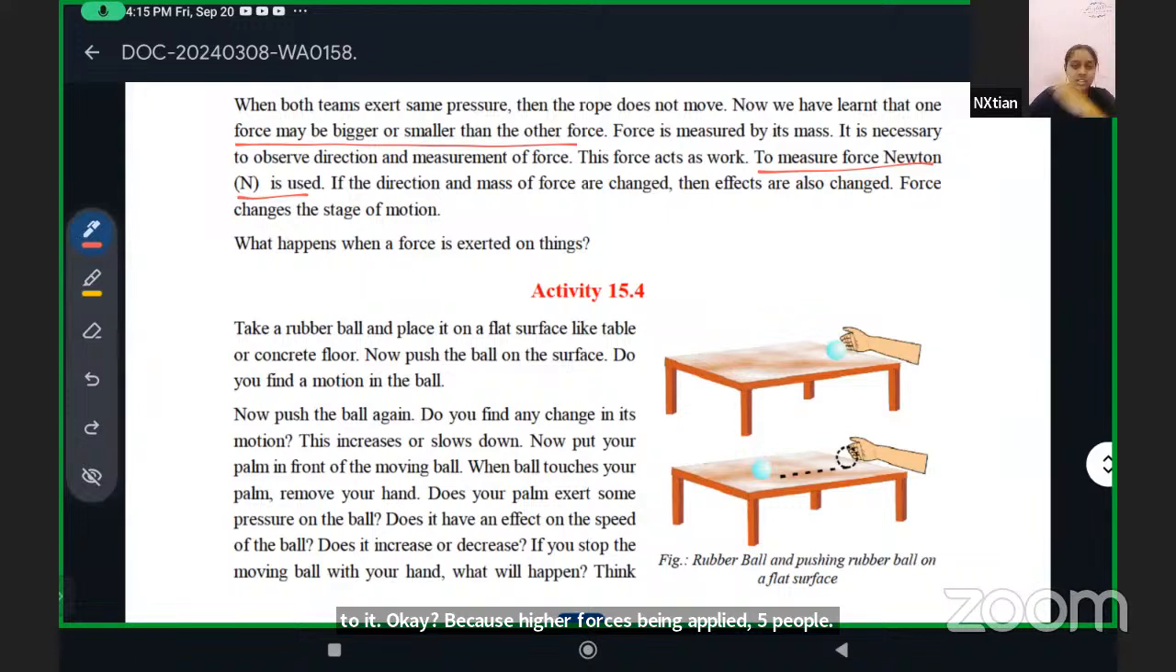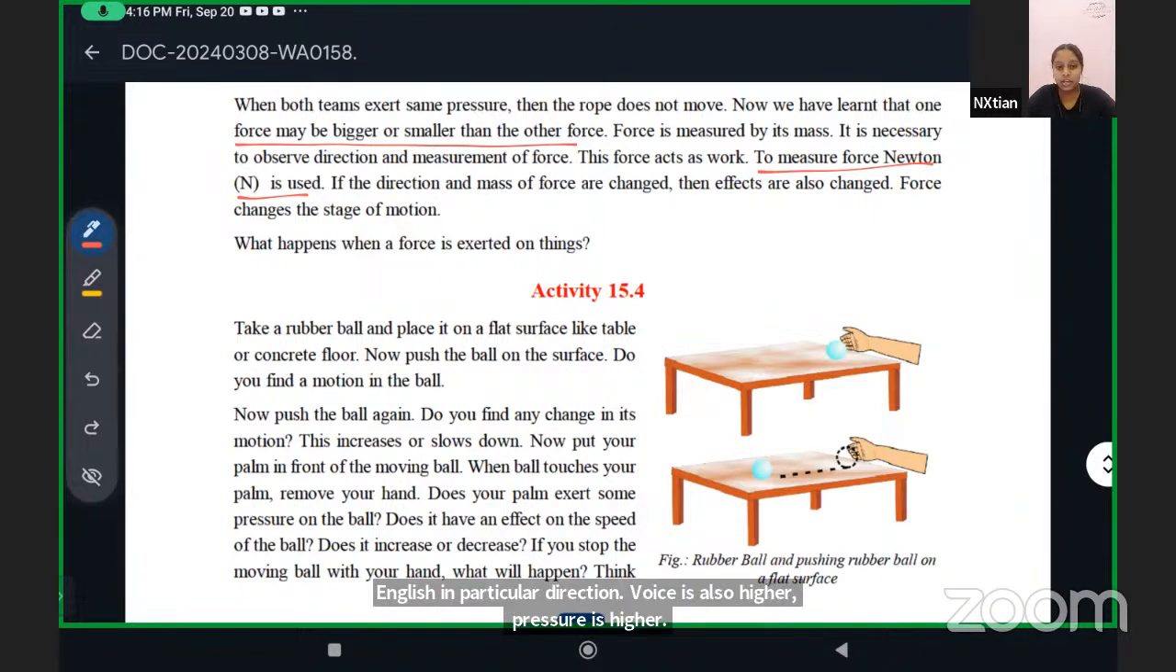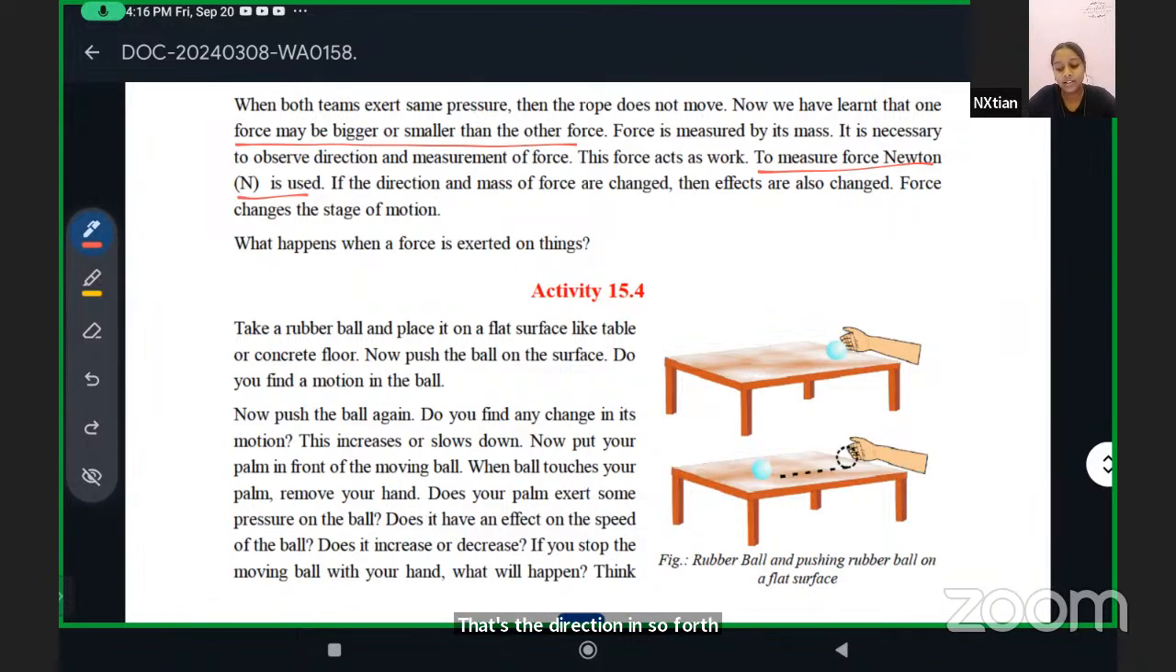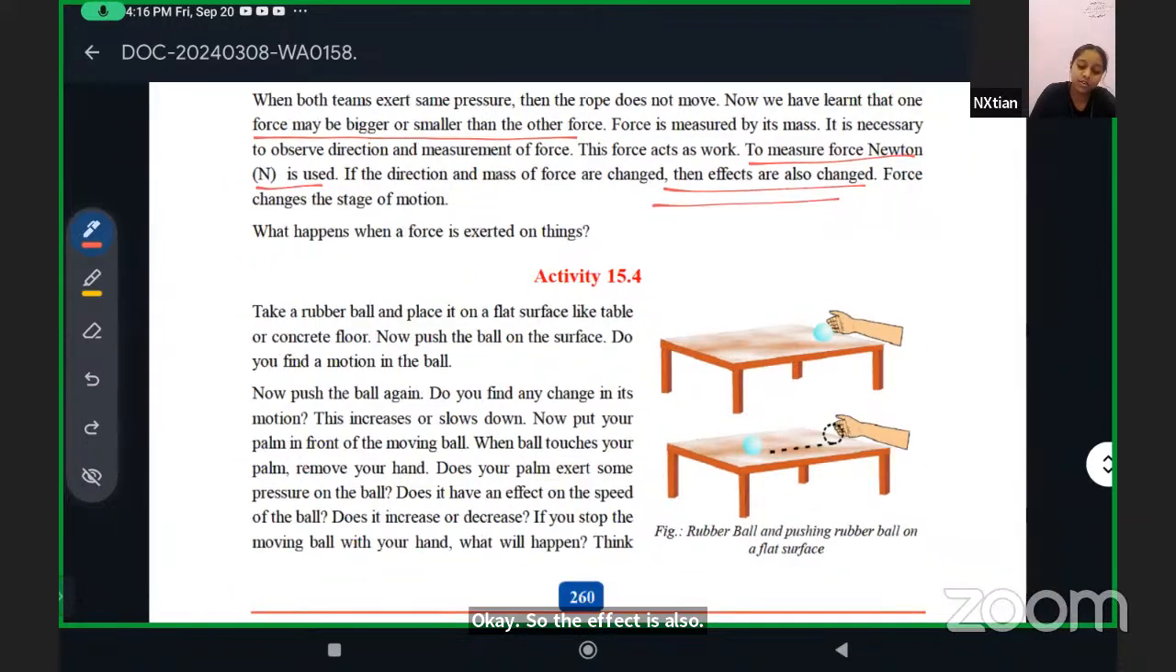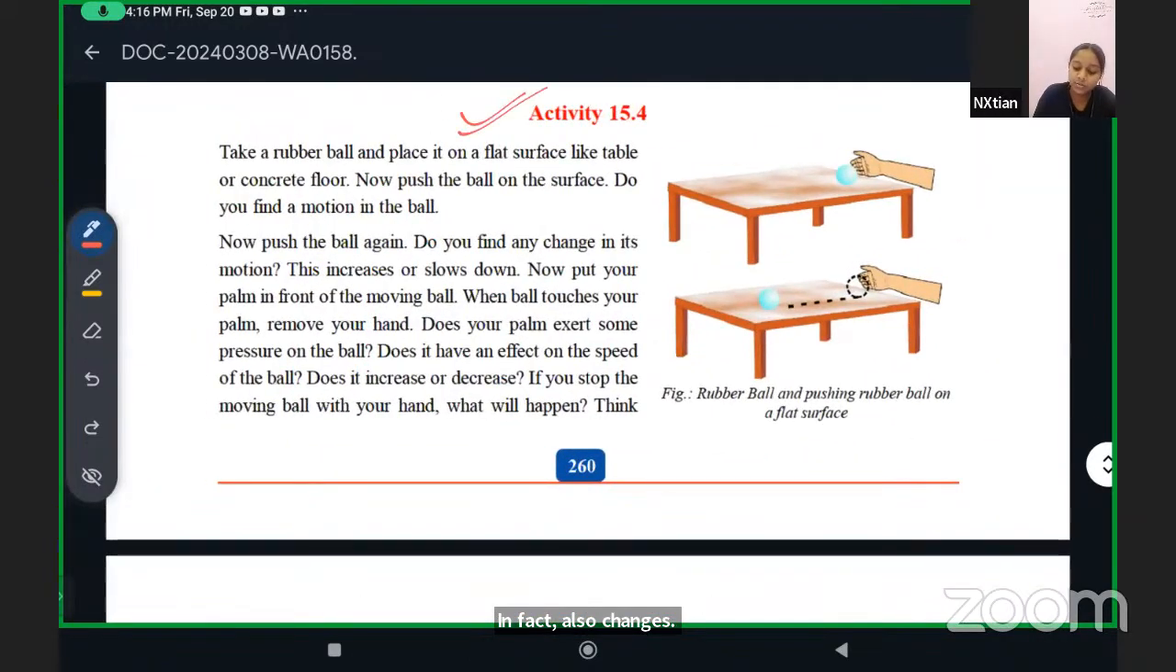So it will be pushed in one direction. The direction is that it's being pushed in a particular direction, and the force is also higher. That's the direction and magnitude of force, which are all changed. Then the effects also change. First, the big metal box was static. Then it came into movement. So the effect also changes. All right, now write the activity, please, at home today.